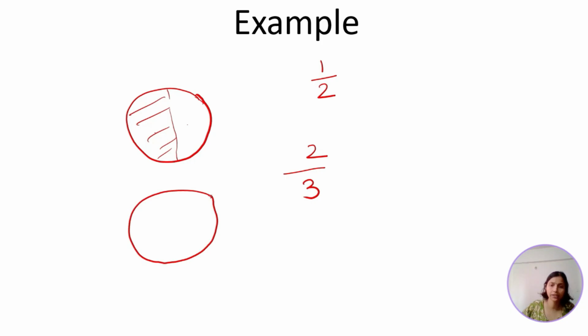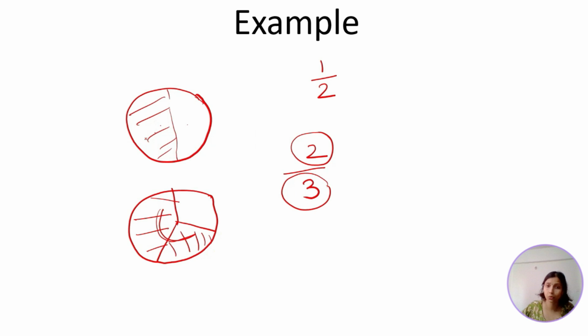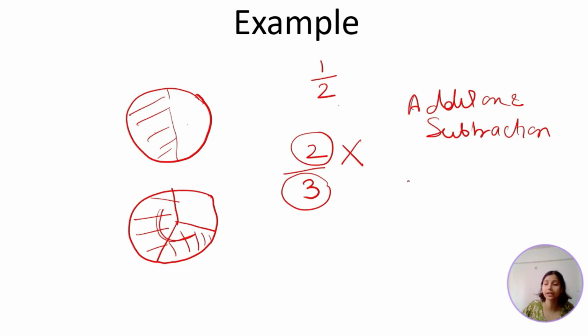Now I have to divide this pie in 3 equal parts. So how many parts am I getting now? I am getting 2 parts. Can you see? Here I have got a bigger share than the previous case. So adding the same number to the numerator and denominator doesn't give me an equivalent fraction. Addition and subtraction of the same number to the numerator and denominator will not yield an equivalent fraction.